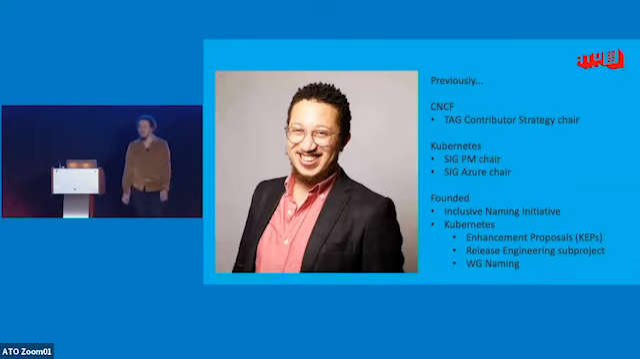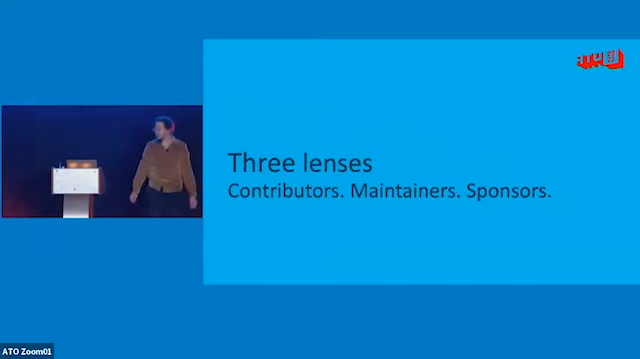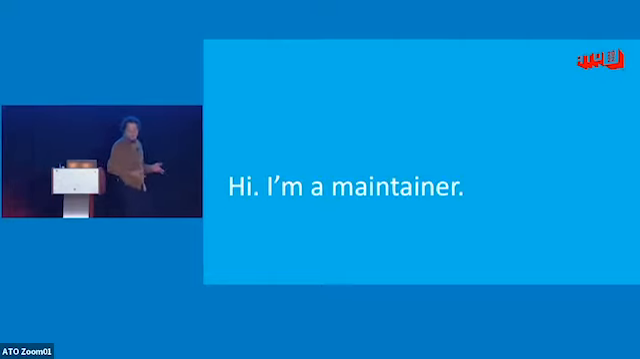Previously, I was a chair for Tag Contributor Strategy, chair of SIG PM, chair of SIG Azure for Kubernetes. I founded the Inclusive Naming Initiative. I also founded a few things in Kubernetes. If you've heard of KEPs, you can blame me for that. The Release Engineering Subproject, as well as Working Group Naming, which was a precursor to Inclusive Naming Initiative. So I say all of that to say, I kind of look at things in three lenses. The lens of the contributor, the lens of a maintainer, and the lens of the sponsor. But again, I'm a maintainer, so we're going to talk about maintainers today.